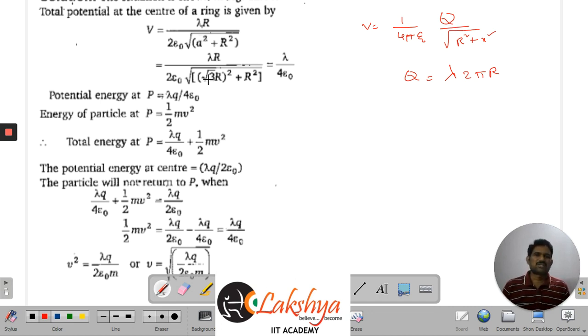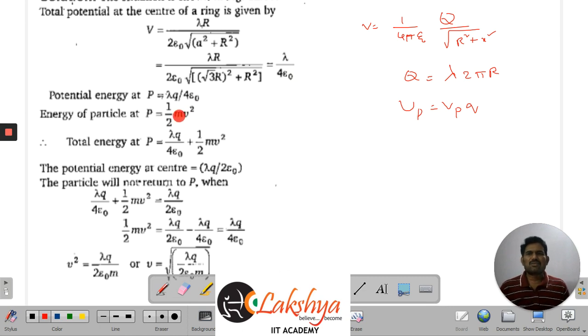And there, x is nothing but root 3 r, which is given. So finally you will get the potential at that point as lambda by 4 epsilon naught. And if you know the potential, then the potential energy at point P we can write simply as the potential at point P into the charge. So the potential at point P is nothing but lambda by 4 epsilon naught, so lambda by 4 epsilon naught into Q. That is what we are writing here.